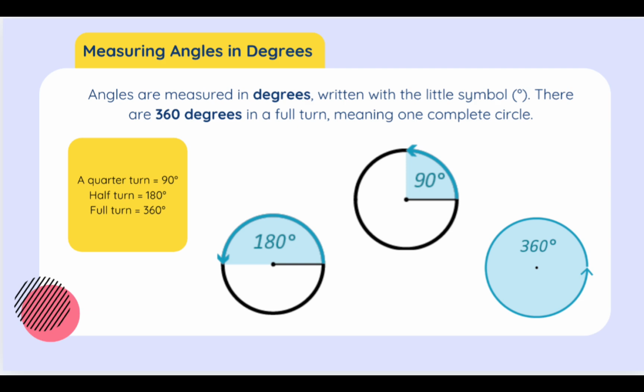Looking at the circles on the board, you can see one circle is 90 degrees. That is a quarter of a turn around the circle. Another circle is 180 degrees, which is a half of a turn around the circle. And the final circle is 360 degrees, which is a full circle.